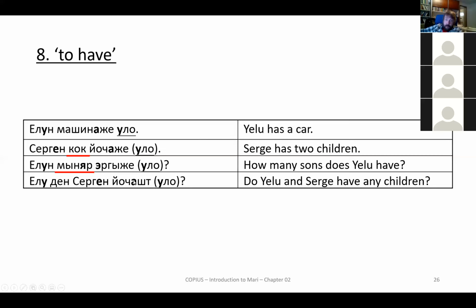Yes, it is grammatically singular. It looks singular, but pretty consistently, Mari speakers, if they translate this into Russian, for example, will use plural forms in Russian. Okay, thank you.